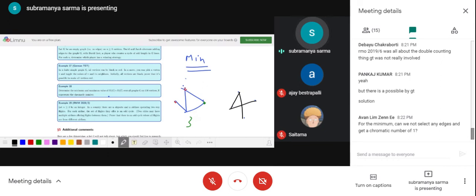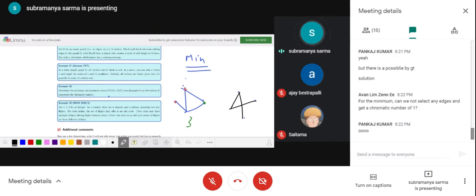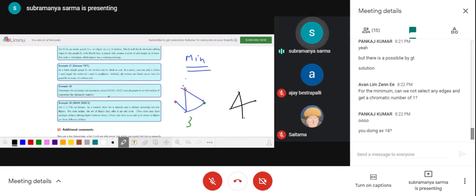For the minimum, can we not select any edge and get a chromatic number? No, no, no, you cannot select an edge. You're given the graph and you're given the thing. You're given the graph with all its edges, and you're given the complement, and you're summing the chromatic number of the graph and its complement. And we're asking, over all such graphs, what's the minimum, right? We can get, and if you select a graph which does have a chromatic number of 1, then you will notice that, yes, I'm doing example 18. Oh, I'm sorry if it was not obvious. I'm doing example 18, right?